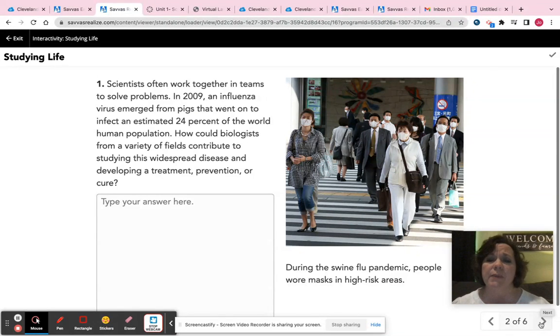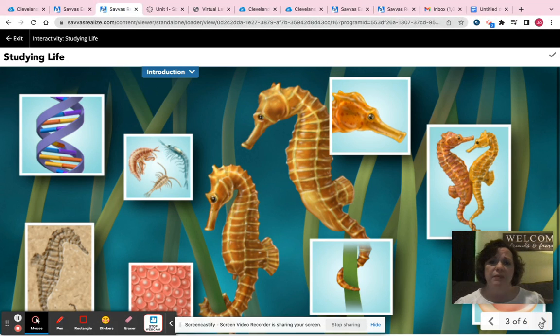This is talking about a pandemic. In 2009, an influenza virus emerged from pigs that went on to affect an estimated 24% of the world population. So it's asking how could biologists from a variety of fields contribute to studying this widespread disease and developing a treatment, prevention, or a cure. So it's wanting you to put forth how biologists could work towards solving a problem.